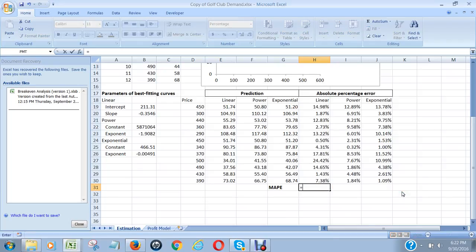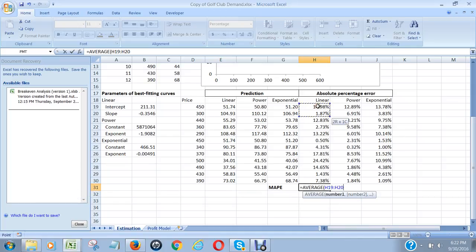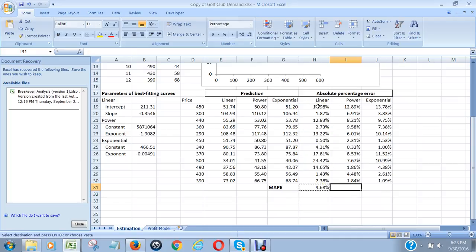So the last thing we have to do is figure out, on average, how accurate each one of these models were in predicting demand. So the average was 9.68 for that little column. So when we look at this column, the power, this one is the most accurate because it has the lowest mean absolute percentage error.